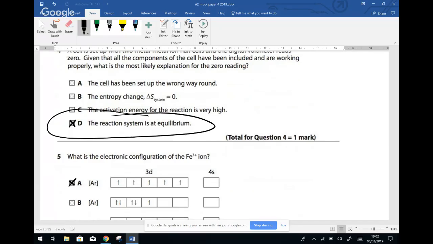The reaction is at equilibrium. They do this quite a lot in cell questions where they will say to you, when does the voltmeter become 0? And it's where the system is at equilibrium, when the concentrations often level out. So it was D.